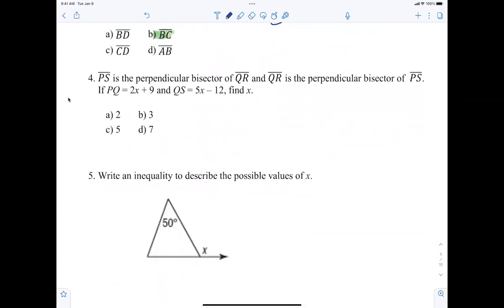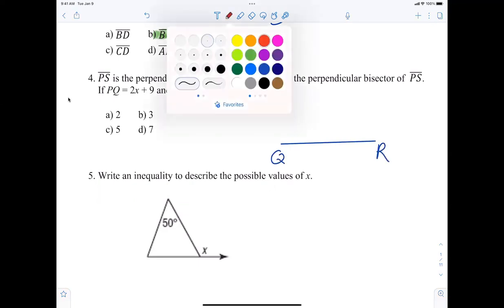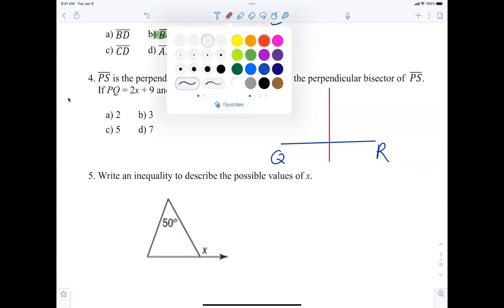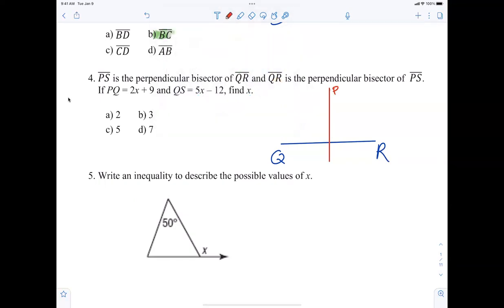PS is the perpendicular bisector of QR. So let's draw QR. Here's QR just to make sure. And PS is the perpendicular bisector. Now, what I like to do is try to draw the bisector, but don't make it anything special. In other words, it doesn't cut QR right in the middle. So if this segment right here is PS, and that's a perpendicular bisector, everybody knows here, this, and this. That's what you're supposed to mark.